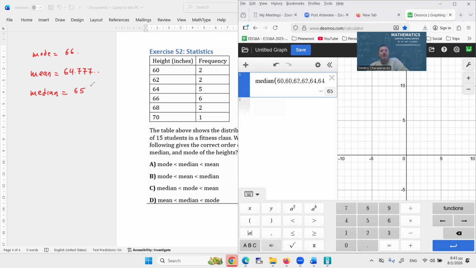So there it is. From the smallest to the biggest, first we have mean, which is 64.7. Then we have median, which is 65. And finally, we have mode. So mean, median, mode, that would be D. The right answer here would have been D.